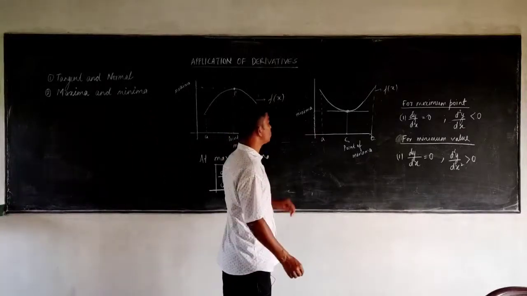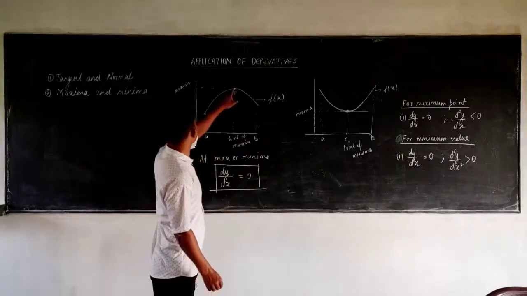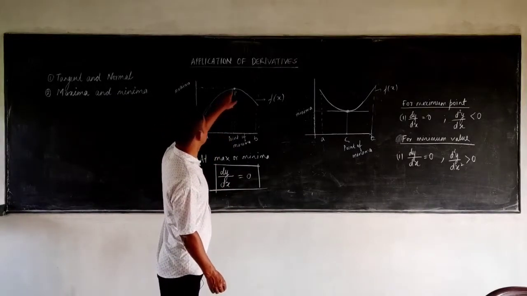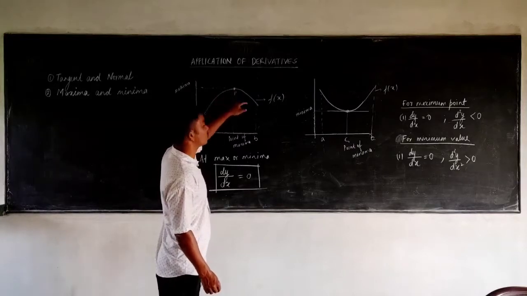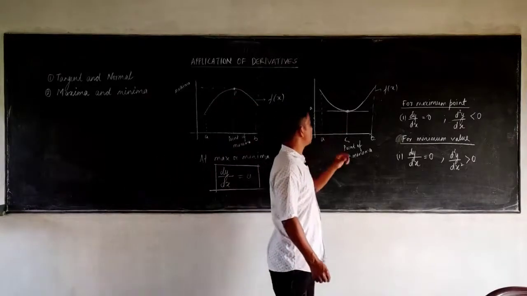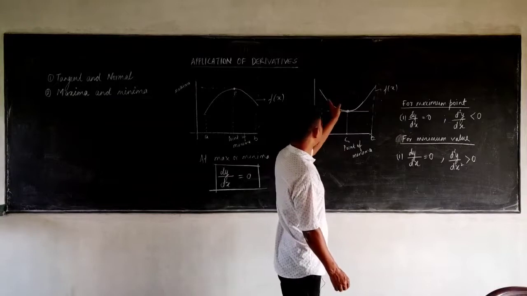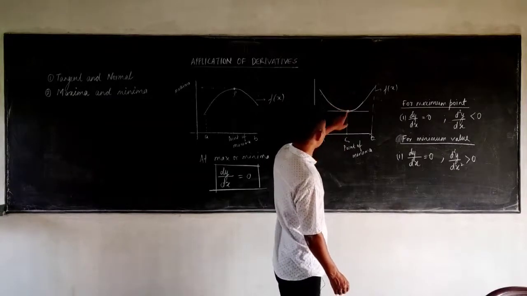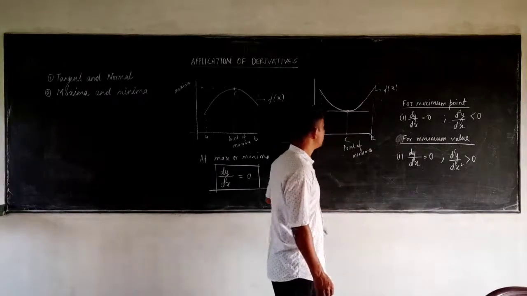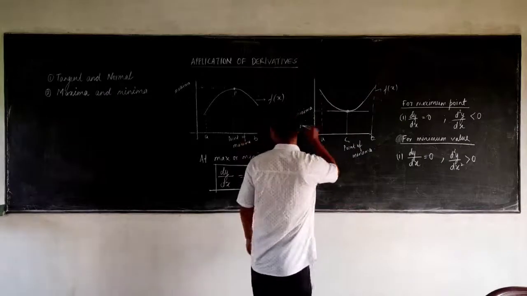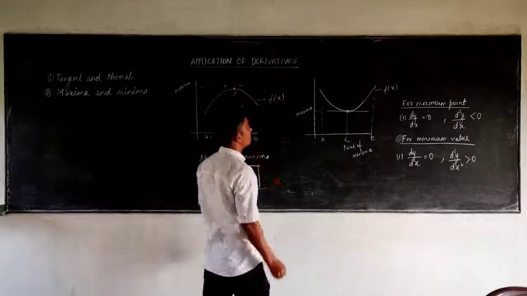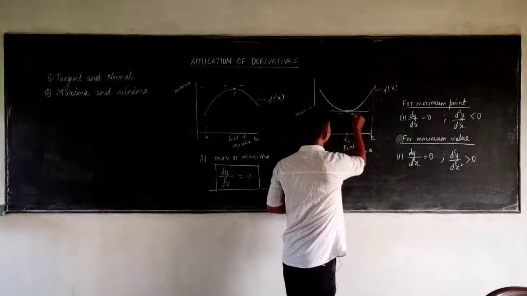Now looking at these two curves, we see that for a maximum, the curve starts changing from increasing to decreasing, that is, from a positive value to a negative value. In case of minima, the function was decreasing, and after the point of minima it starts increasing. So for a maximum point, the slope changes from positive to negative, and in case of the minima, it changes from negative to positive.